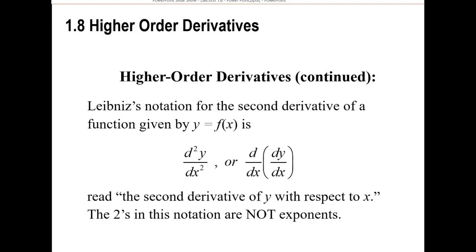All right, so if we're using Leibniz notation for the second derivative of a function given by y equals f of x, we use this notation: d squared y over d x squared. That basically means the derivative with respect to x of the derivative of y with respect to x. It's read the second derivative of y with respect to x. Those 2's are not exponents. It's just telling me to take a derivative twice.